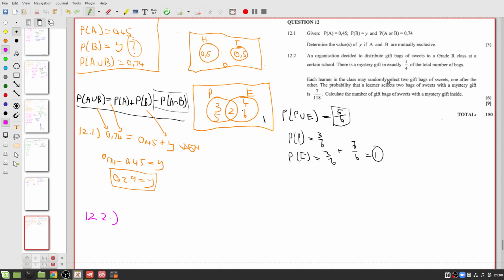Each learner in the class may randomly select 2 gift bags of sweets, one after the other. So first selects one bag and then another one. And the probability that this learner selects 2 bags of sweets with a mystery gift is 7 over 118. And we need to find the number of gift bags that has the mystery gift inside. So we need the number of mystery gift bags.